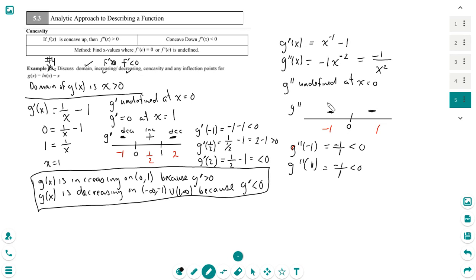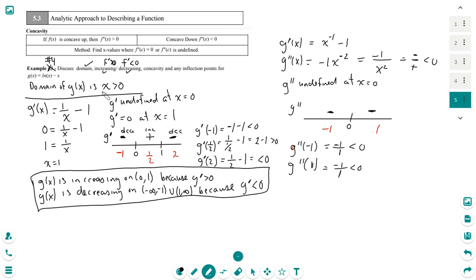And it kind of makes sense. If you take a look at the second derivative, the numerator is always negative and the denominator is always positive. So no matter what you do, you're always going to get a negative divided by a positive. And so this will always be less than 0 for every x, except of course at x equals 0, for which the second derivative is undefined.